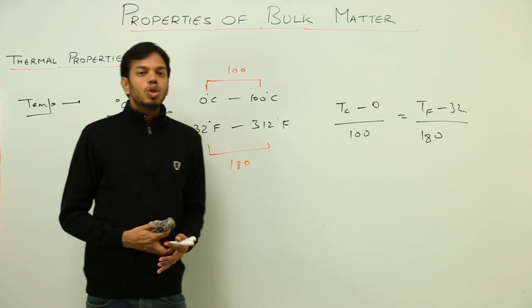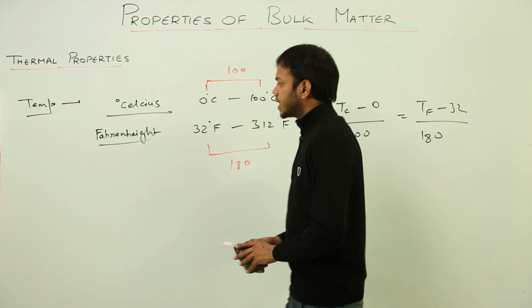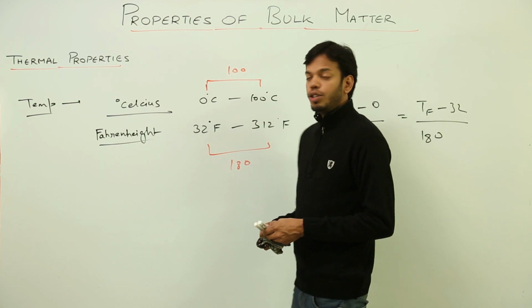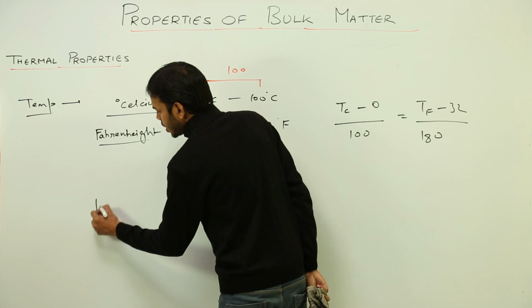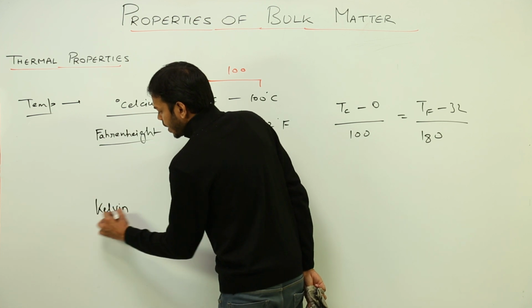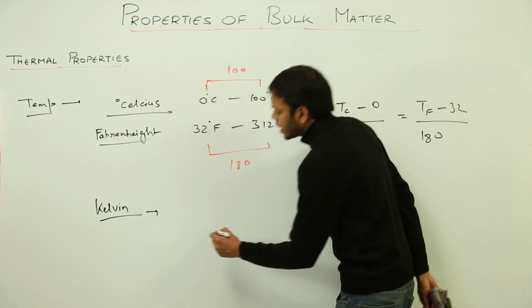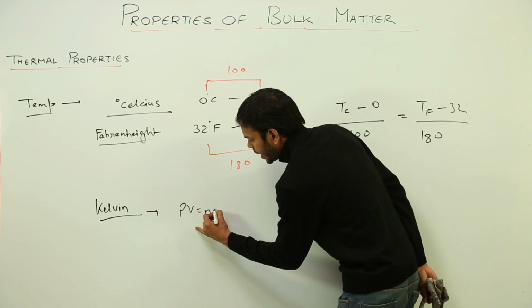But actually the most commonly used temperature unit is Kelvin. Lord Kelvin introduced that scale, so Kelvin is a more practical unit of temperature. So this is the third form, Kelvin. Kelvin based the readings on the universal gas law, that is PV equals nRT.